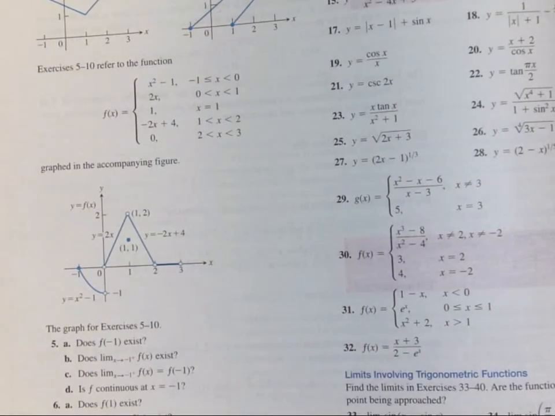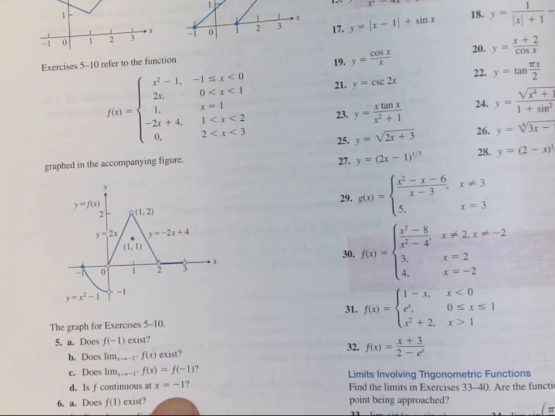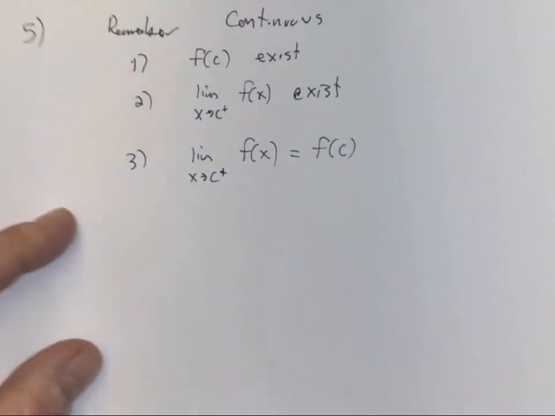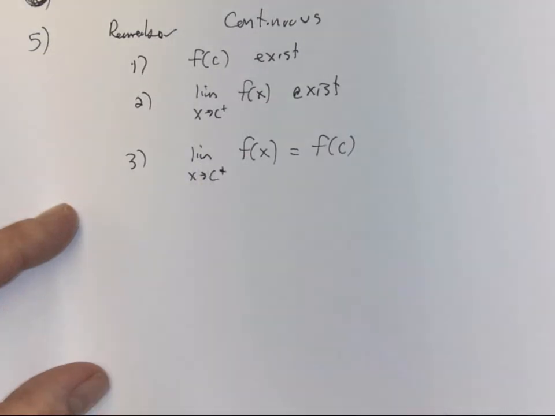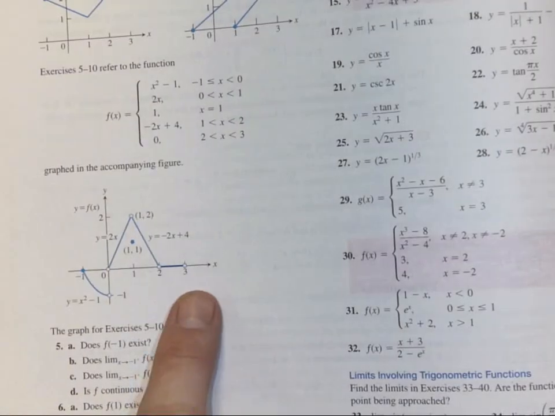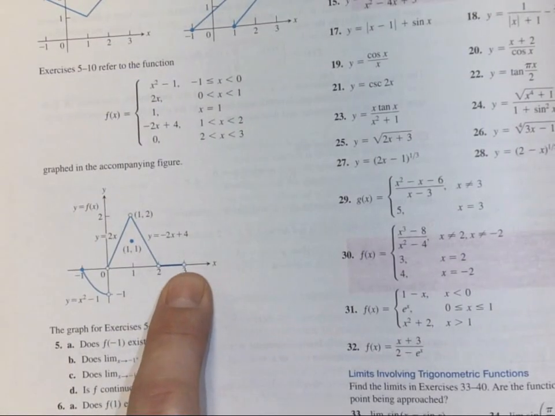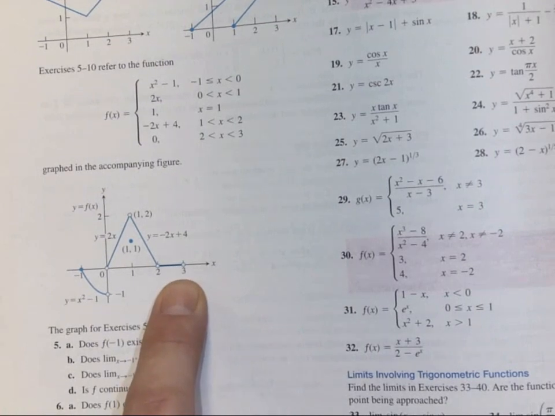So, is that clear that this is continuous at x equals -1? Because it satisfies this, because it's a left endpoint. If it was a right endpoint, instead of having pluses, you'd have to have what? Minuses. Well, take a look at 3. Is it continuous at 3? No, because it doesn't exist at 3. Is that clear? Does that make sense? Okay.